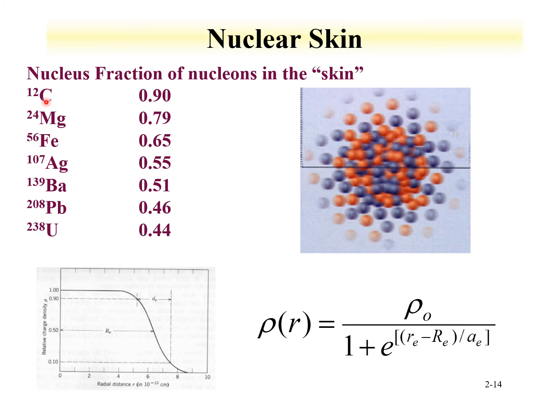We see that for something small, like carbon-12, the bulk of the nucleons are in the skin, whereas for something heavy, like uranium-238, the majority of the nucleons are outside of the skin. So again, we're seeing some variations in nuclear properties, and all this comes back to just utilizing information that could be easily measured, such as mass, and how it's applied.